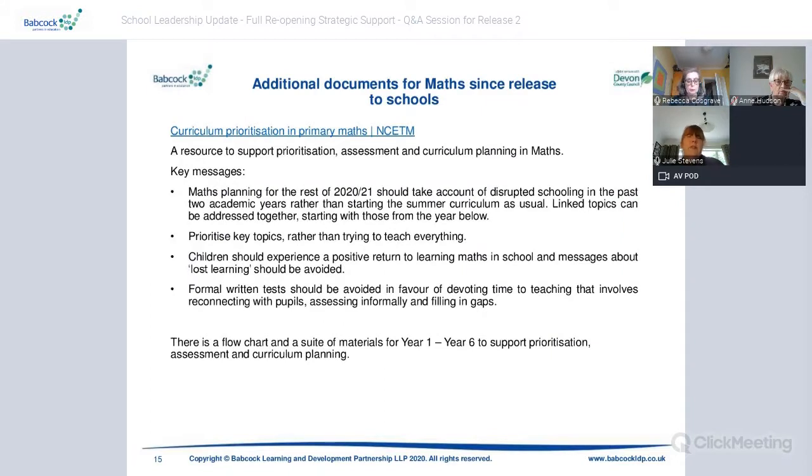These are just some messages from releases that have come from the NCETM in the last few days. They did have a curriculum prioritisation in maths document before, but they've updated it, and if you haven't seen it, there are some really lovely materials in here to support teachers in assessment of maths, and how that links to curriculum planning. There's a really useful flow chart talking teachers through that process, and some useful templates to support teachers in prioritising areas of maths from year 1 to year 6.